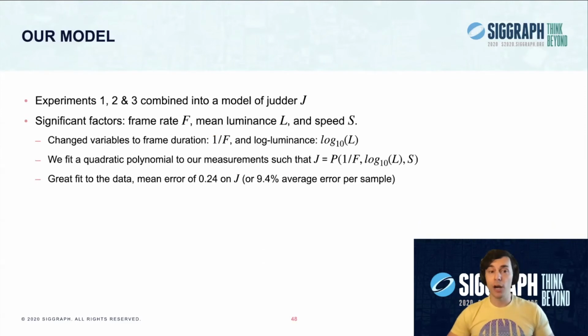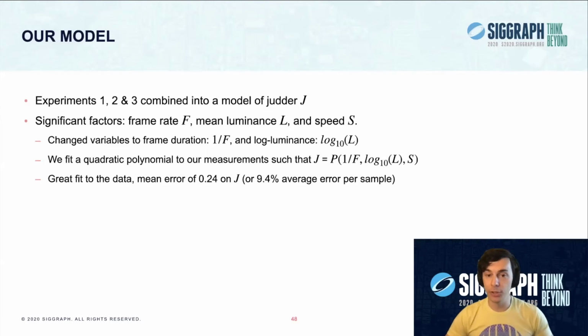In order to create our model, we combine the results of experiments 1, 2, and 3 into a model for judder. The significant factors that we used were frame rate, luminance, and speed, as found in our experiments. We do change some of these variables. We change frame rate to frame duration, so that's 1 over frame rate, and we change luminance to log luminance because it more closely approximates the human visual system.